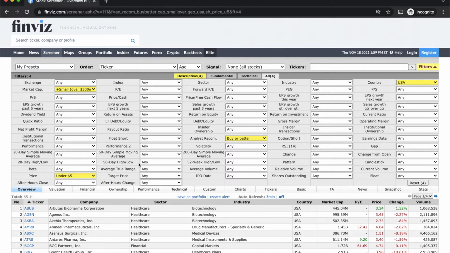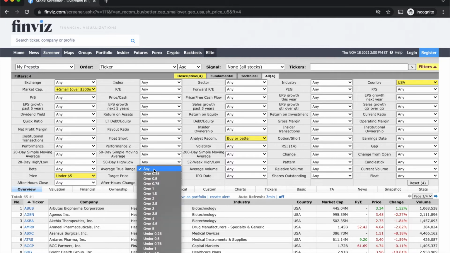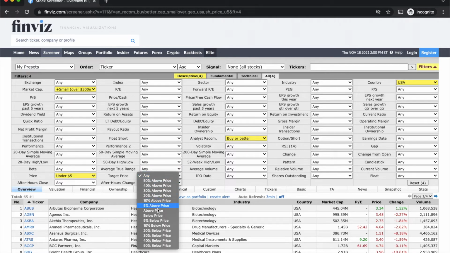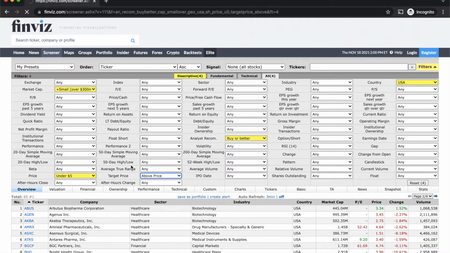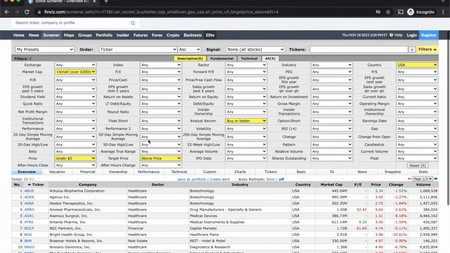We also want to make sure that if the analyst rating is buy or strong buy, the stock has still not reached the target price. The target price is kind of still far away. So that is basically here, target price. I'm going to set this to above price. So what this means is, whatever the average target price that the analysts are setting for these stocks, the stock is still yet to reach that price. So there is potential for the stock to go up as per the analyst recommendations. So now we have 58 stocks being listed here.